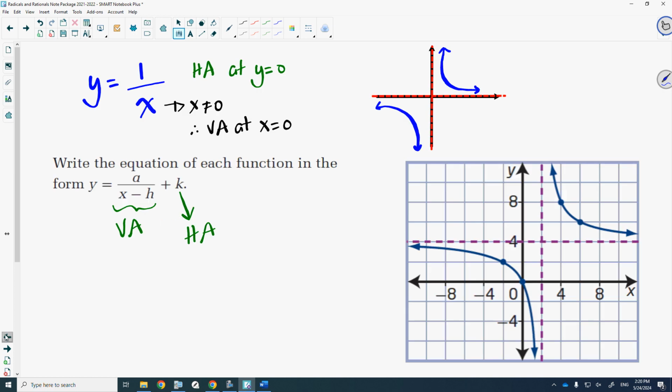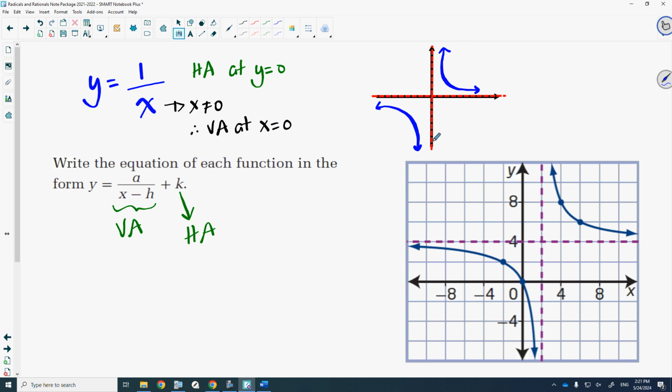Before I start this question, I want to look at the original equation of a rational function before any transformations. So the original equation of a rational function is y is equal to 1 over x. This is the corresponding graph. So with the graph of y is equal to 1 over x, we know that x cannot be equal to 0. That's going to be our non-permissible value.